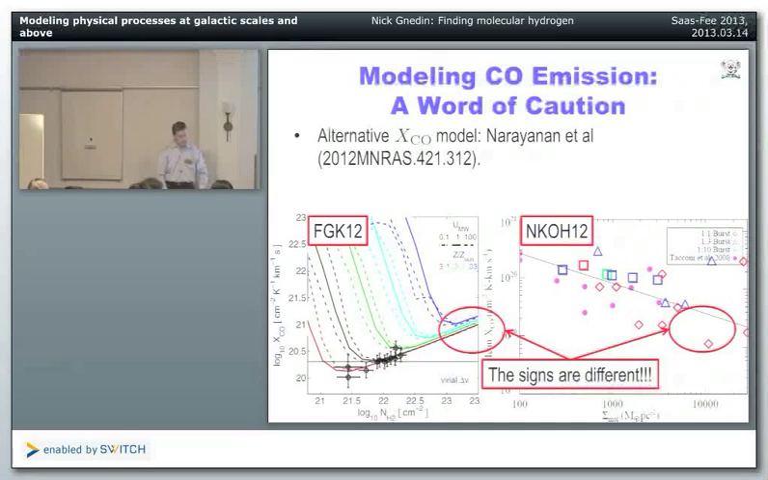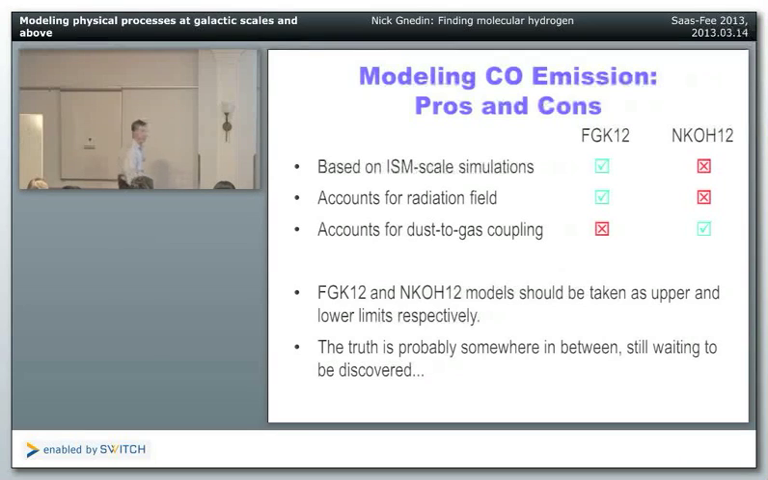For H2 models, both of them agree, but for XCO models, they disagree as much as they can. So depending on which one you choose, you can get anything you want, first of all. But then the truth is probably somewhere in the middle. So if you actually compare them, right?